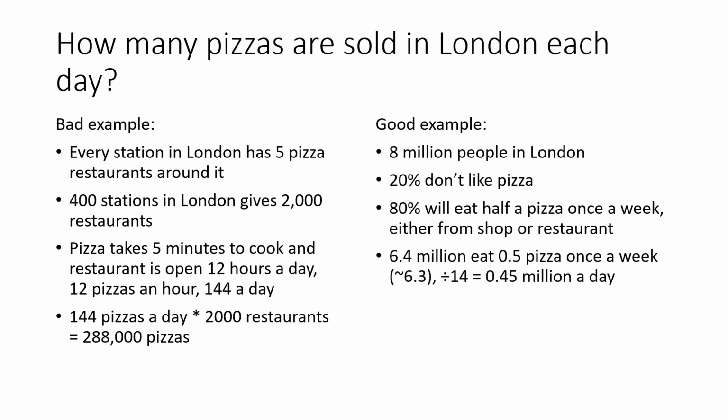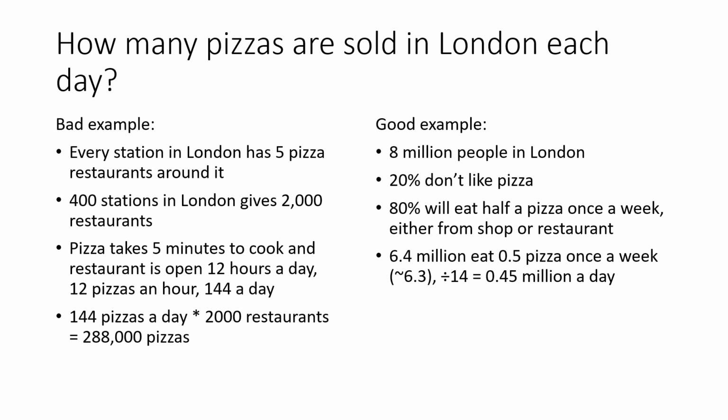Of these, some will eat pizza most days, some only once a month, so a good estimate is once a week. And when they do, pizzas can be quite big, so typically a person will have half a pizza, which is the usual serving size on a pizza box. This accounts for both restaurants and shops. Once a week means 0.5 pizzas every 7 days.